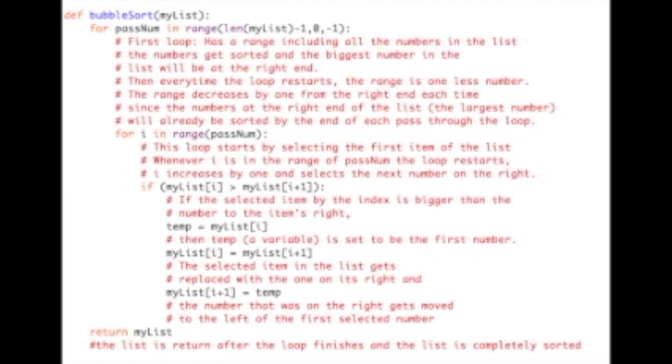So this second for loop with this if statement will just keep on going through every item of the list, and then at the end of each pass through the list, the biggest number in the list will be sorted to the right. So this list will be sorted multiple times. Every time the largest number will be sorted to the right end of the list. And then this algorithm will pass through the list over and over again until everything's sorted, and then finally it will be returned.